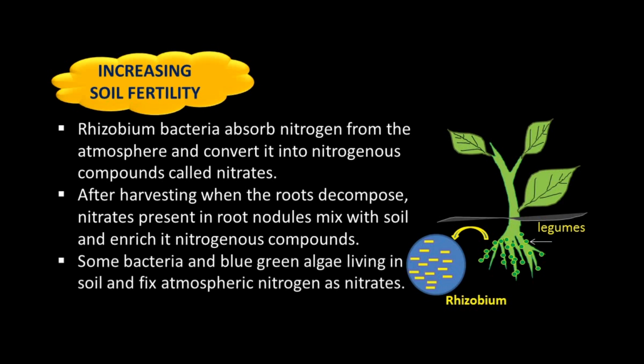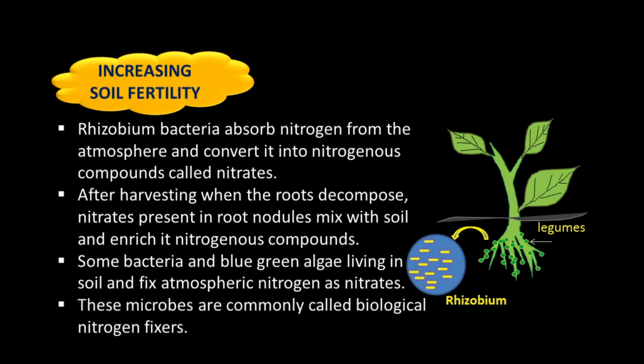Some bacteria and blue-green algae living in soil also fix atmospheric nitrogen into nitrates. An example of these other bacteria is Azotobacter. It grows in soil, fixes atmospheric nitrogen, and converts it into nitrates. These microbes are commonly called biological nitrogen fixers.